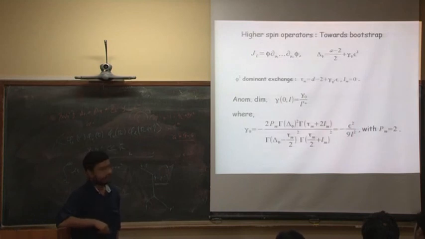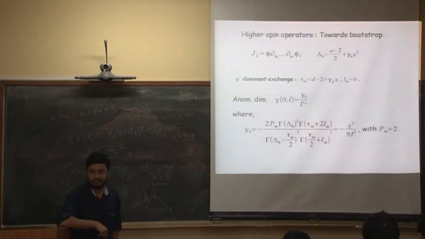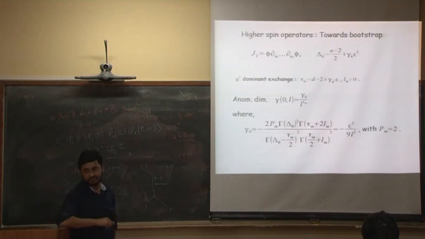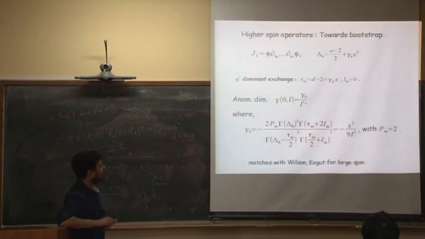L is the spin? Yes, L is the spin, and this factor of 9 is very crucial; it comes from just this consideration, by considering delta phi and phi squared as a dominant exchange. But again, we are not even close to calling this a conclusion, because this is just an observation. So this matches with Wilson and Kogut for large spin. That is one observation we had.